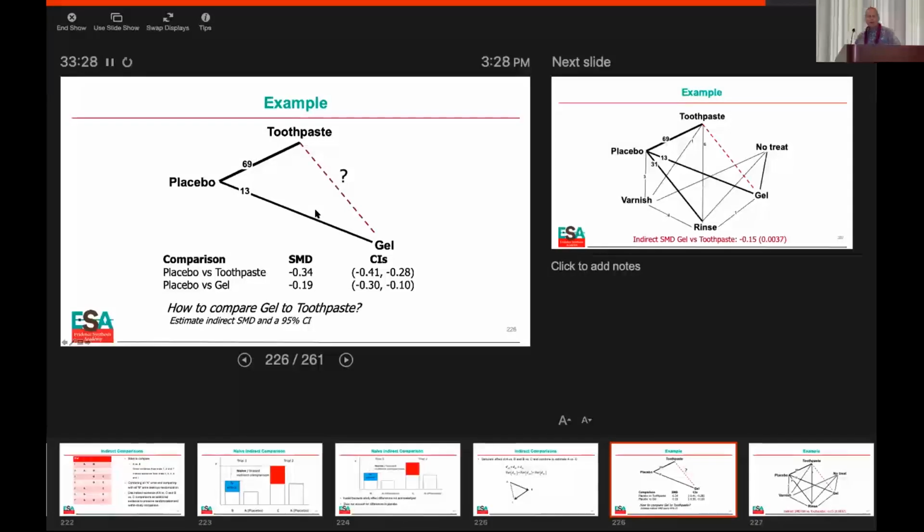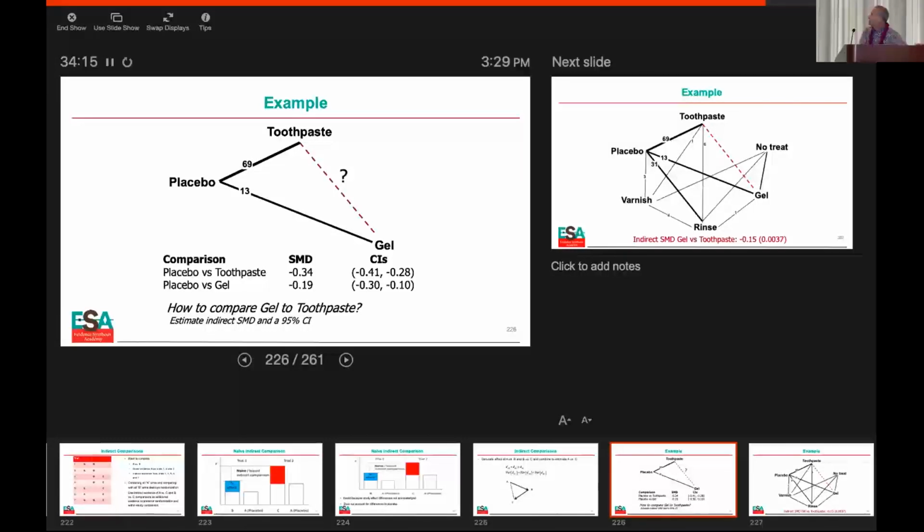So here's an example where a network was done where one of the treatments was toothpaste, one was gel, and one was placebo, and the outcome was cavities. It turns out that there were 69 studies that compared toothpaste with placebo, 13 that compared gel with placebo. The standardized mean difference for placebo versus toothpaste was a reduction of 0.34 standard deviations, and placebo versus gel was a reduction of 0.19. And our question is, how do we compare the toothpaste and the gel in that case?